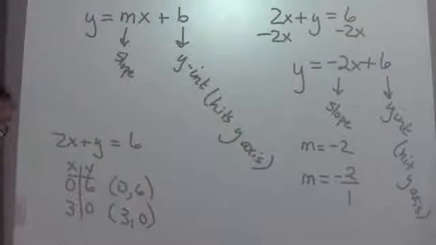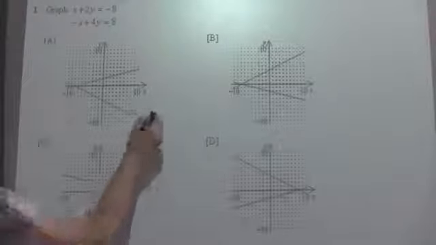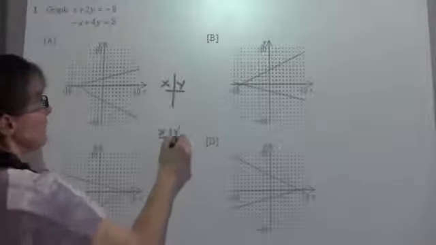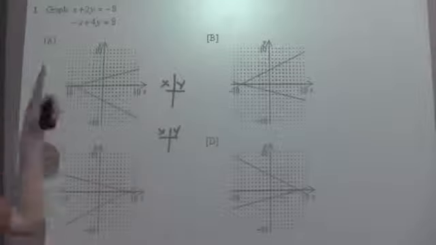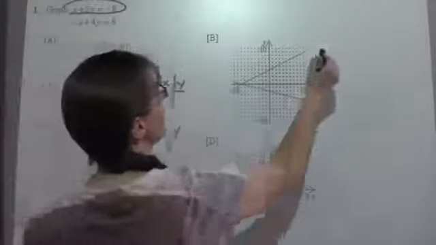Let's see how that works in terms of actually using it on a problem. Here I have graph x plus 2y equals negative 8 and negative x plus 4y equals 8. Again, I could go to the standby of a couple of tables. That's going to require me to work it out twice. If I put these both in slope-intercept form, I will quickly be able to determine which graph is correct. So I'm going to go with putting it in slope-intercept form. Let's take our first problem.